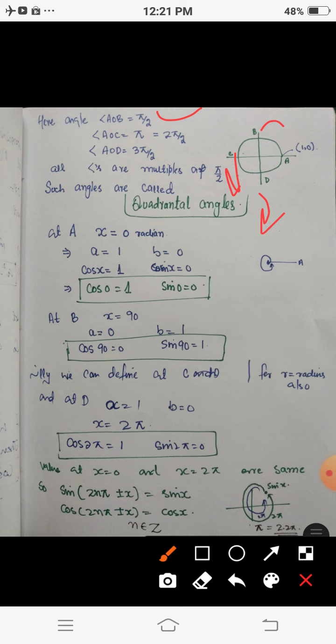Now any angles which are of such type, or the angles which are multiples of pi by 2, are simply called the quadrantal angles. So these are the quadrantal angles.